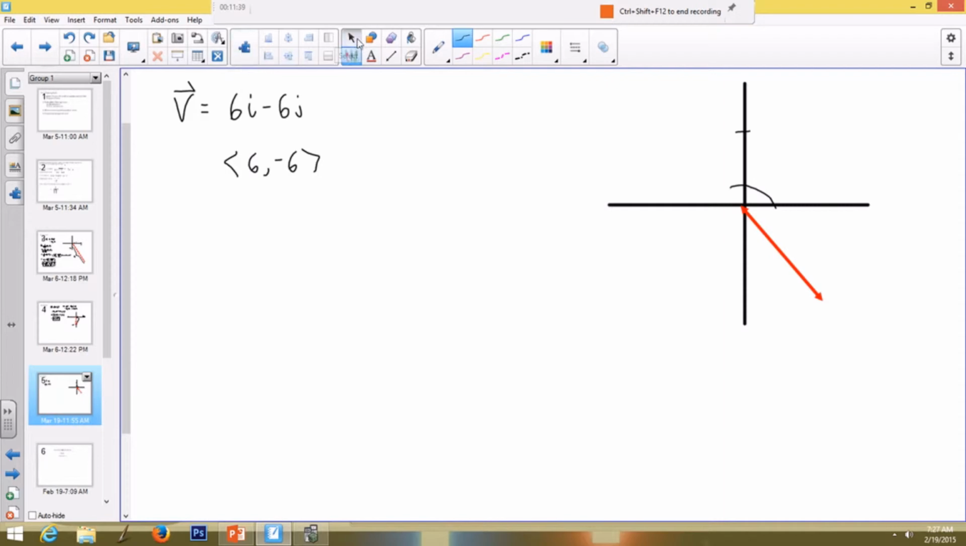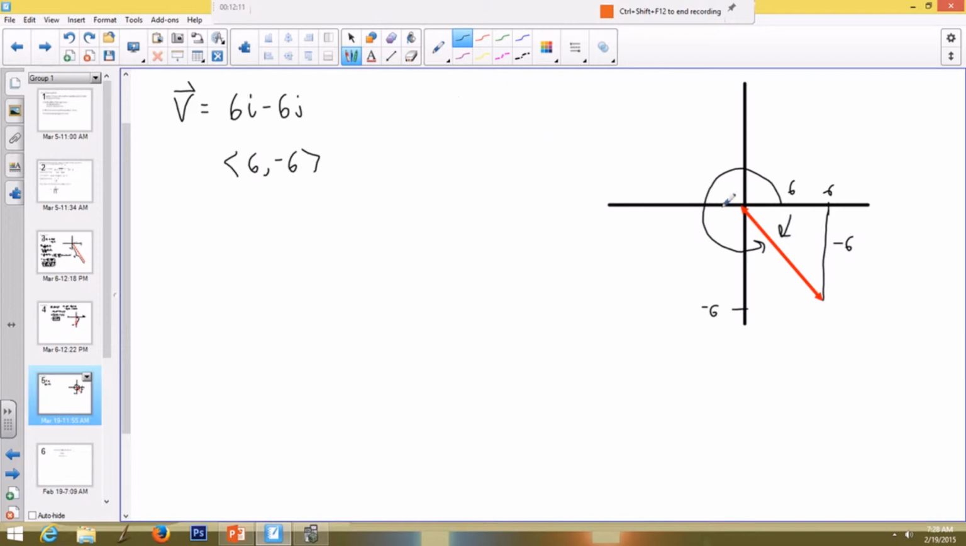So 6i minus 6j would be the vector 6, negative 6, just like that. If I drew in this vector, this would be positive 6 right here. This would be negative 6 right there. And we're trying to figure out this angle measure right here. If we think about it in terms of a right triangle, I know that this is 6 and this is negative 6, and we're going to end up finding this angle.